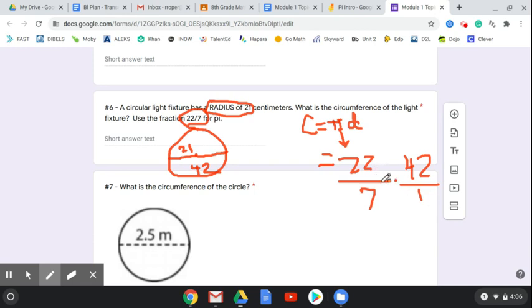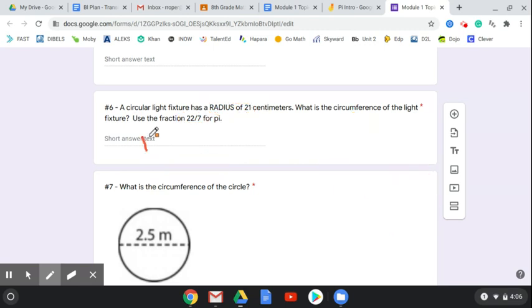Now I'm going to look and see, can I cross simplify? 22/1? Nope. But 42/7 could be simplified, right? These are both divisible by 7. 42 divided by 7 is 6, and 7 divided by 7 is 1. So on the top, I have 22 times 6, and 22 times 6 is 132. My denominators, I just have 1 times 1, that would be 1. So my circumference is 132 centimeters. So in the text box, I just put in 132.